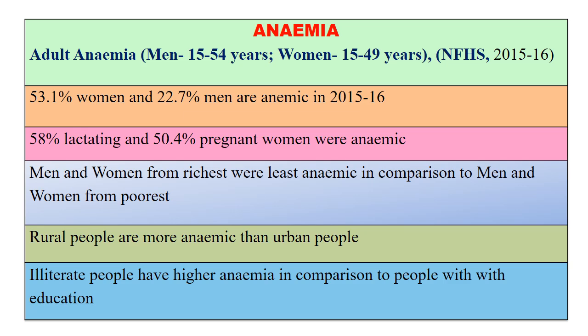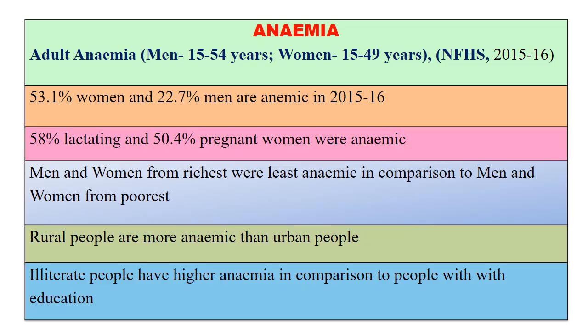When we see men and women from rich, wealthy families, they are the least anemic, whereas men and women from the poorest families are more anemic. People from rural areas are more anemic than in urban areas. Illiterate people are more anemic than literate people or people educated above 12th grade. So this indicates improper food or diet.